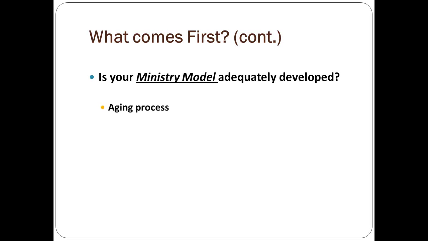One is to have a ministry model that is set up for the aging process of your church. So as your church gets older, what things need to change and what things do you need to do in order to provide for it so it can continue to mature and to carry out its purpose.